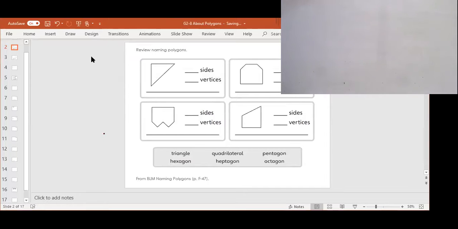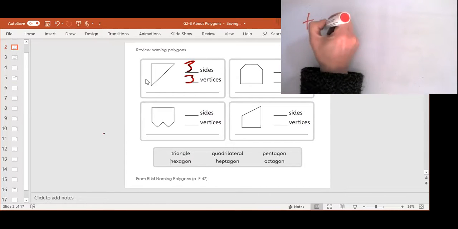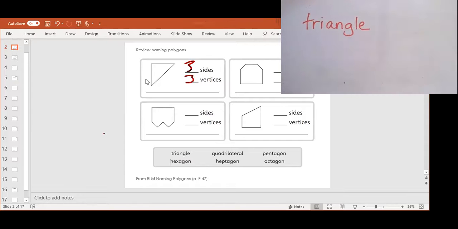All right, so for this one here, this one has 3 sides, 1, 2, 3. So 3 sides, 3 vertices. So what is it? And I'm going to write it over here because I write a lot neater over here. A triangle. Remember, if it has 3 sides or 3 vertices, triangle.